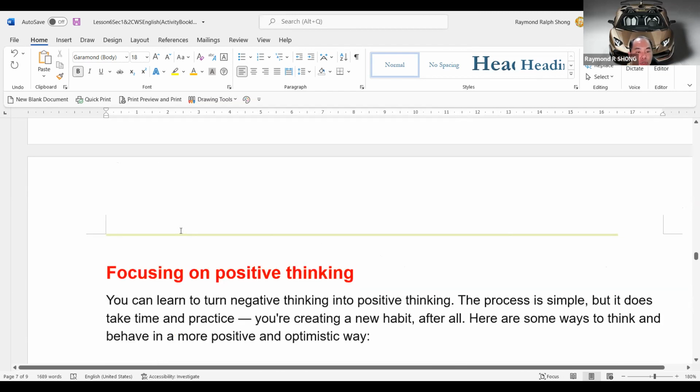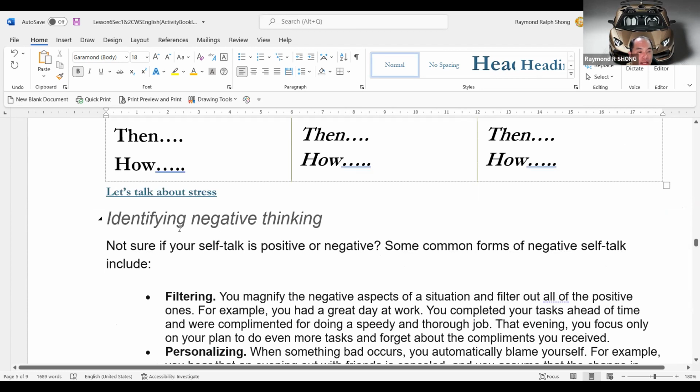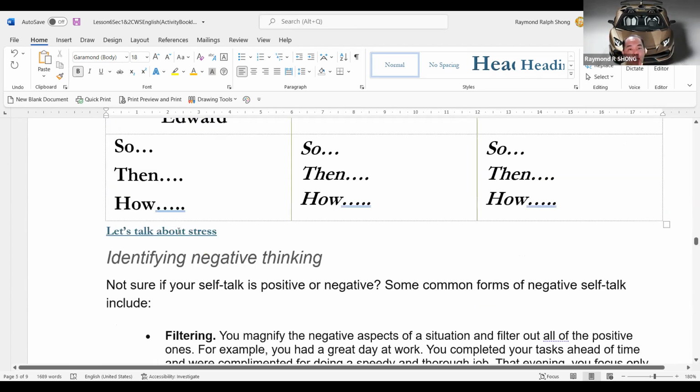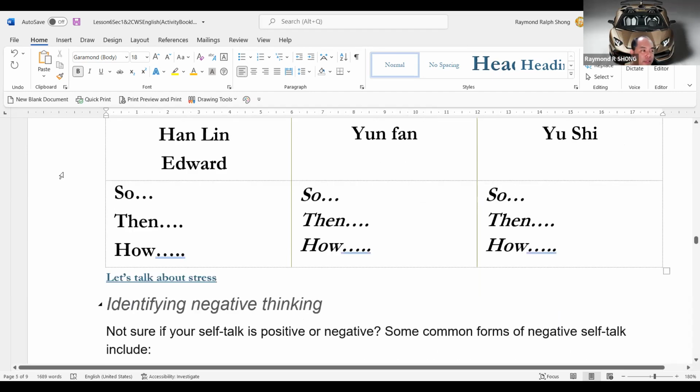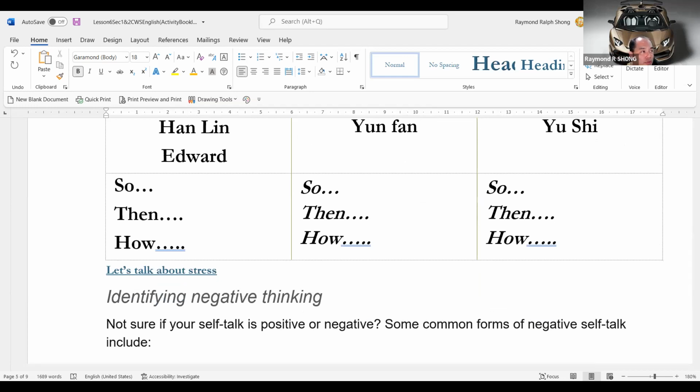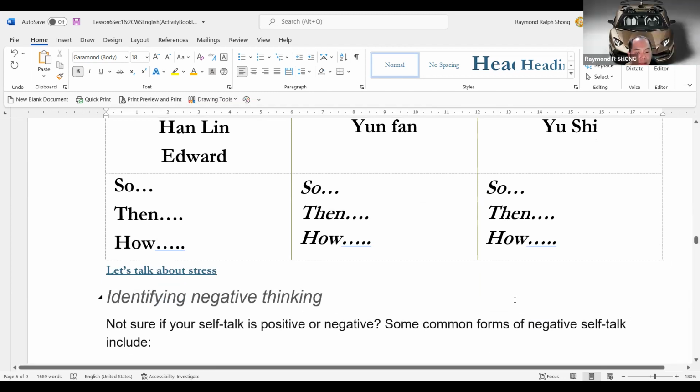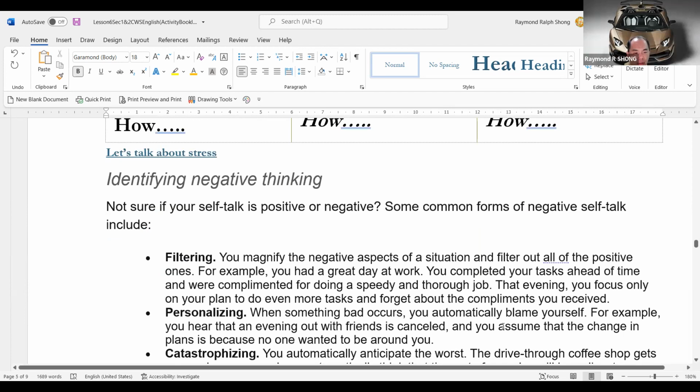Let's talk about stress. Before we break up into groups of three and talk about your stress in studies, stress in family, and stress in others, let's identify negative thinking. Not sure if your self-talk is positive or negative? Here are some common forms of negative self-talk. If you encounter anything negative, like "oh no, I'm finished, tomorrow I have a test and I haven't studied, what to do," then you should not have this kind of mentality, okay? Thank you, please mute your mic. So it's better to check, these are the few.